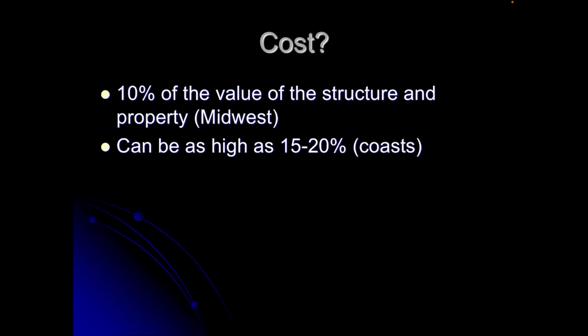Ideally, it should cost about 10% of the value of the structure in the property. It can be as high as 15 to 20% on the coasts. If you look at the East Coast and the West Coast, their cost of living is a lot higher than ours. The cost greatly depends upon where you live, but the challenge that you run into with that is landscaping is usually an afterthought or the very last thing people think about. So it's often something that is undervalued, particularly in new home construction.